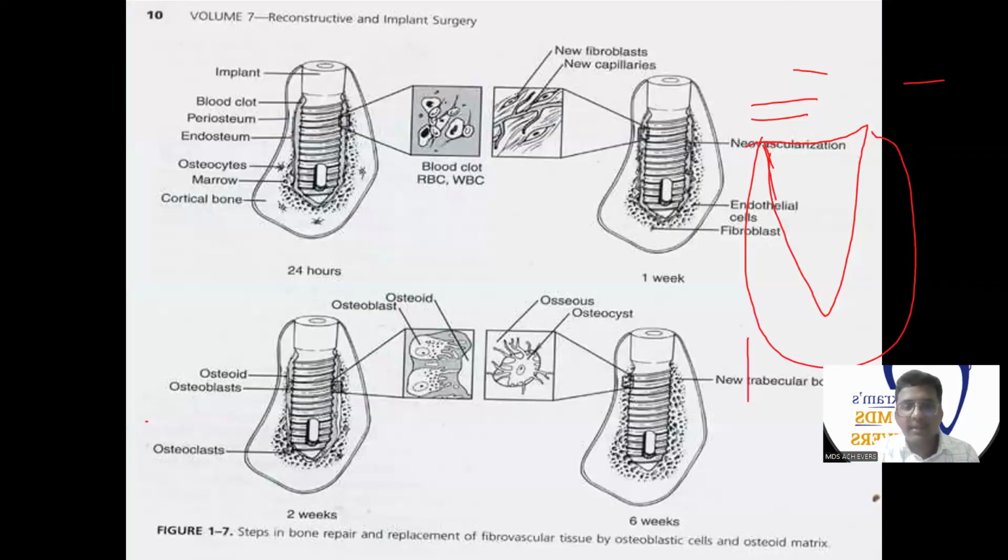You can see over the picture the steps in bone repair and replacement of the fibrous tissue. That is, in the first 24 hours, we have placed an implant. Thereafter, the blood clot that is formed around the implant will undergo a neovascularization process, or a differentiation process, and thereby the blood capillaries will be developing around the implant.